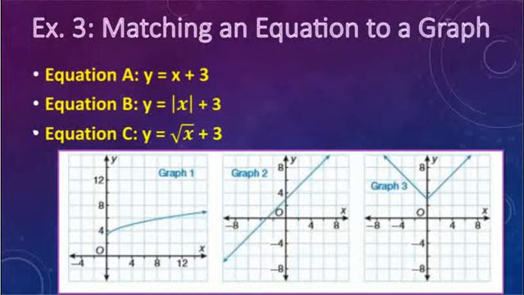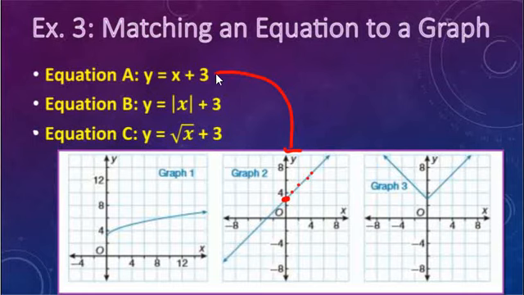Next one. Here we have three equations. One has an absolute value. One has a square root. So now, how do we determine these? Equation A has to be a straight line because that's y equals mx plus b, that's a linear function or linear equation. The only one that has a straight line is graph 2. And we can always verify because it crosses at positive 3. Slope is 1, so if they go up 1 over 1, up 1 over 1, up 1 over 1, up 1 over 1, the slope makes that straight line, so everything's on that line, so I know equation A goes with graph 2.